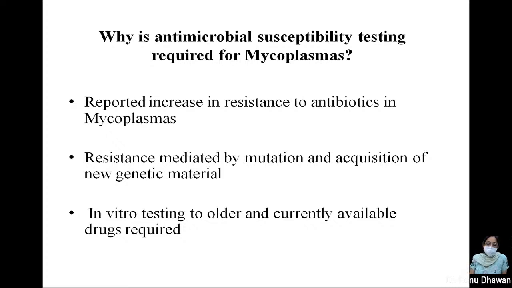Now, initially antimicrobial susceptibility was generally not done for mycoplasmas because they were susceptible mainly to the macrolides and tetracyclines. But now it is advised at times, if you have reports of patients not responding to treatment because of resistance being reported. So antimicrobial susceptibility is also being done for mycoplasmas because of the reported increase in resistance to antibiotics. Now, this resistance is mediated by mutation and acquisition of new genetic material, and this has prompted in vitro testing for older and even the newer drugs available.